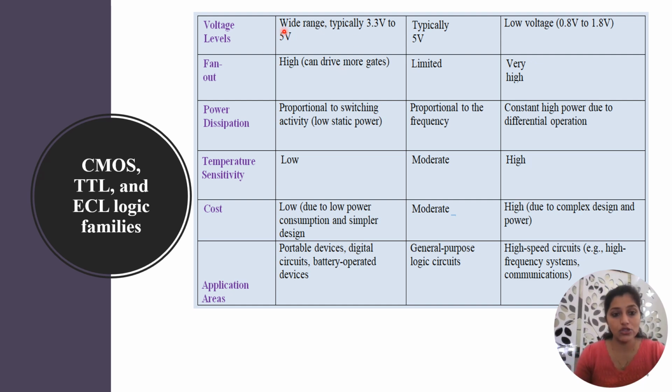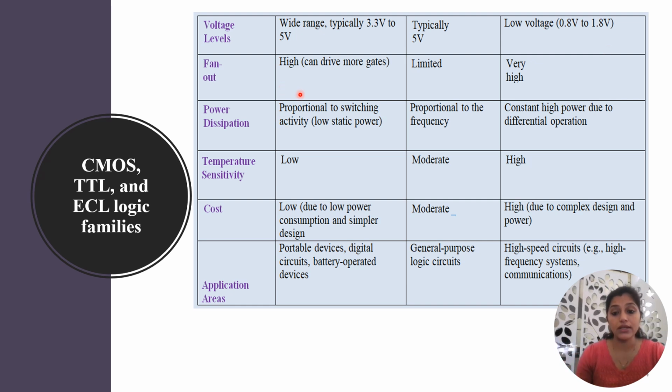So in case of CMOS, voltage levels are typically 3.3 volt to 5 volt. Now it is 0.9 also, 1.2 also for low technology nodes. For TTL, typically 5 volt, and for ECL 0.8 volt to 1.8 volt. ECL actually works on negative voltages also.